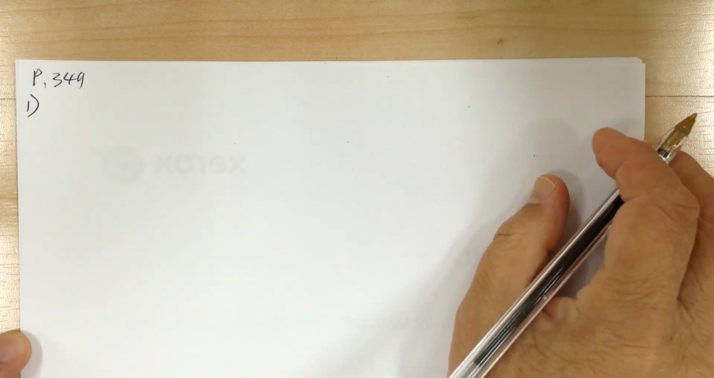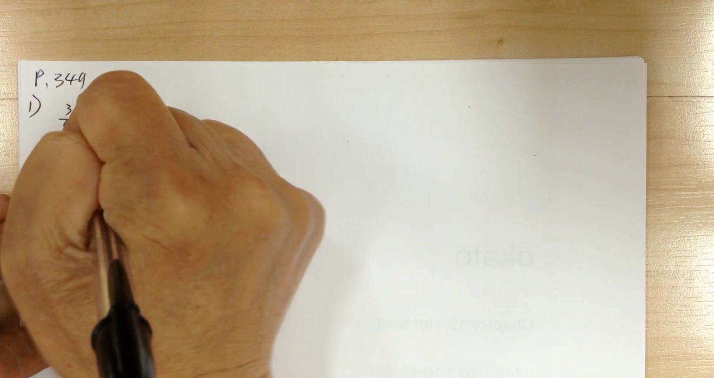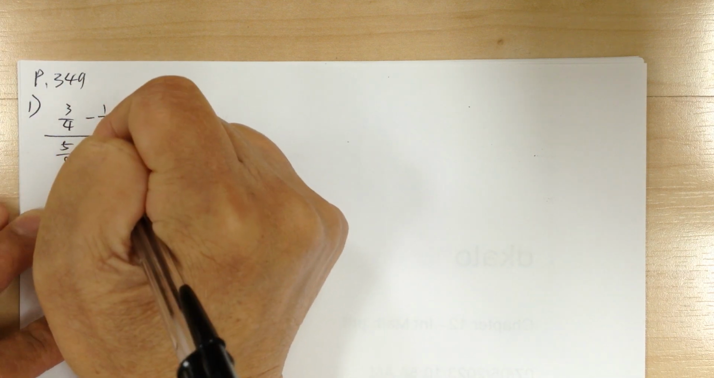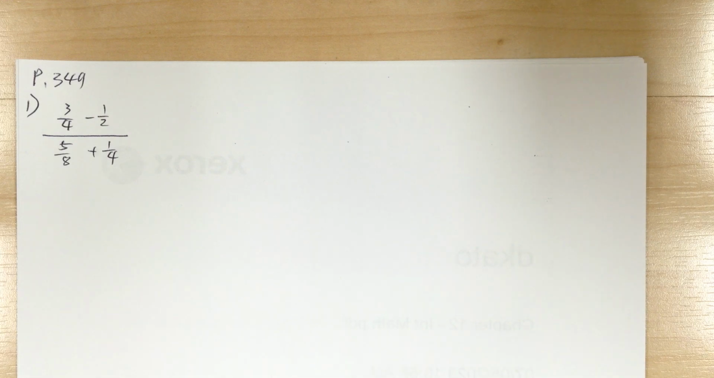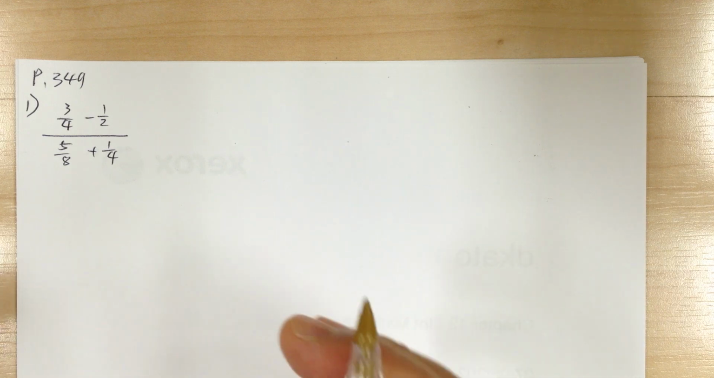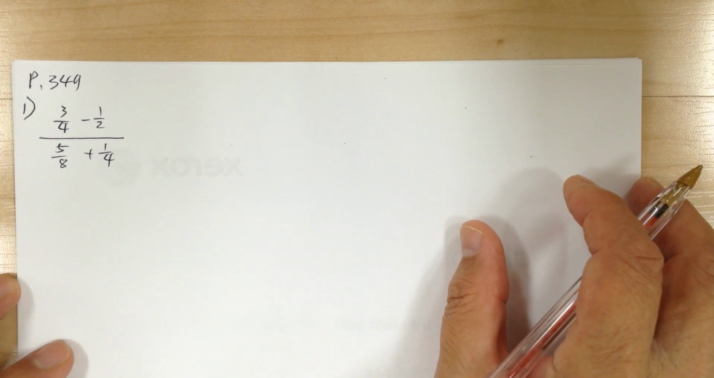Let's go to page 349 and start with number 1. Okay, so this is a complex fraction. So you have 3 over 4 minus 1 over 2, over 5 over 8 plus 1 over 4. Okay, when you have a complex fraction, what you want to do is multiply by the common denominator for each term. So you're going to simplify from a complex fraction into a simple fraction.